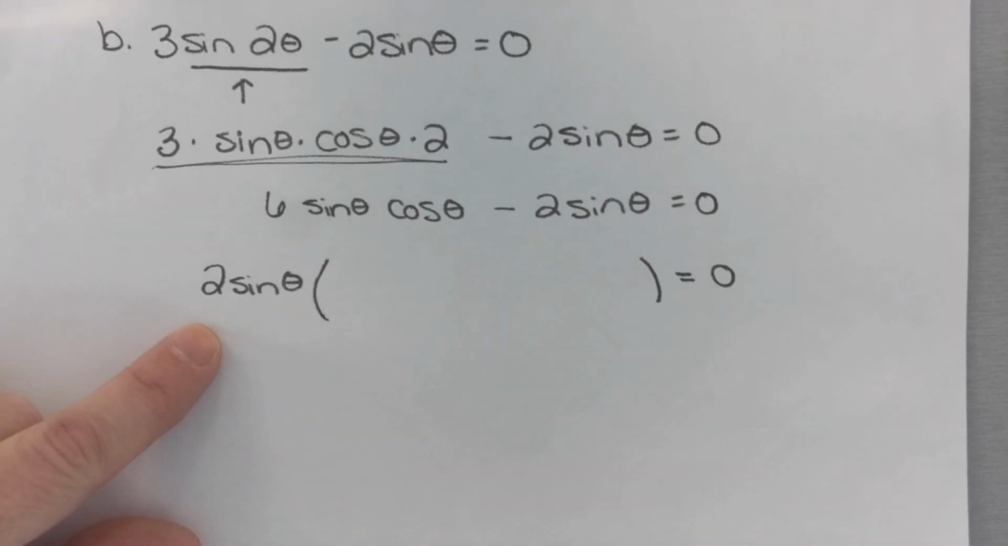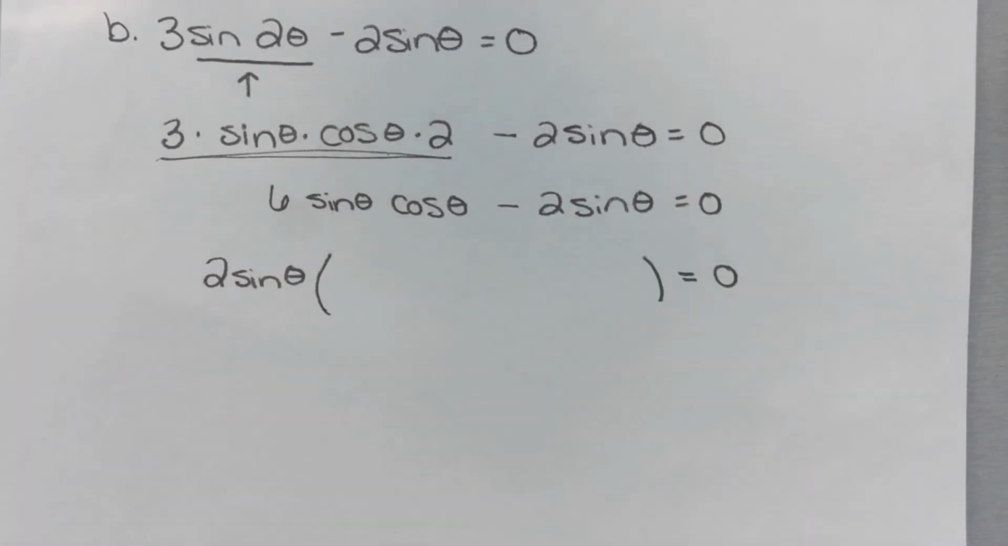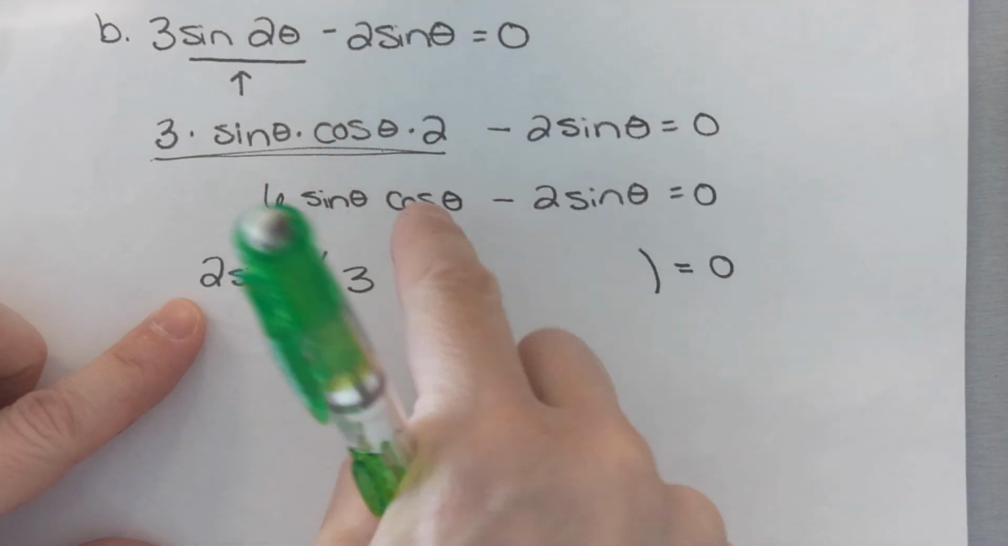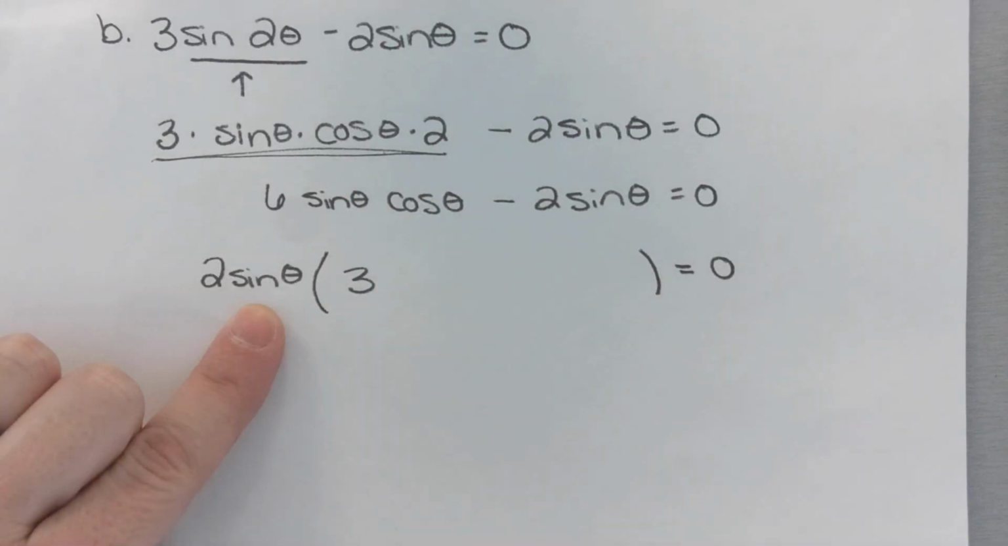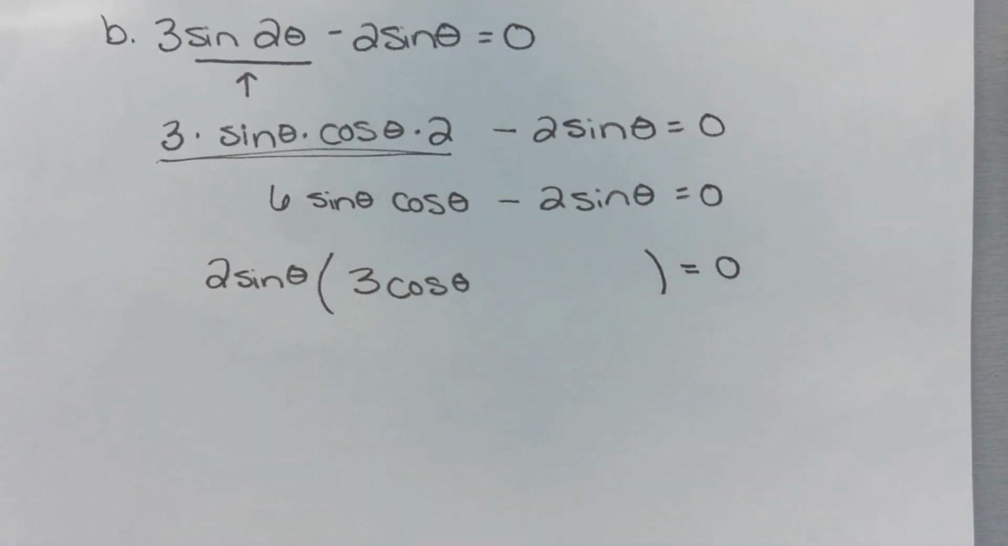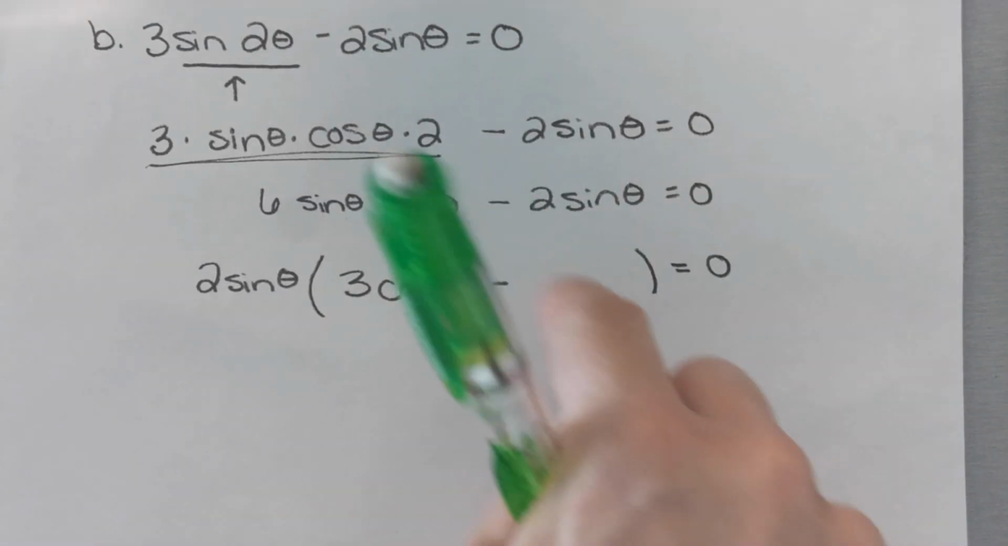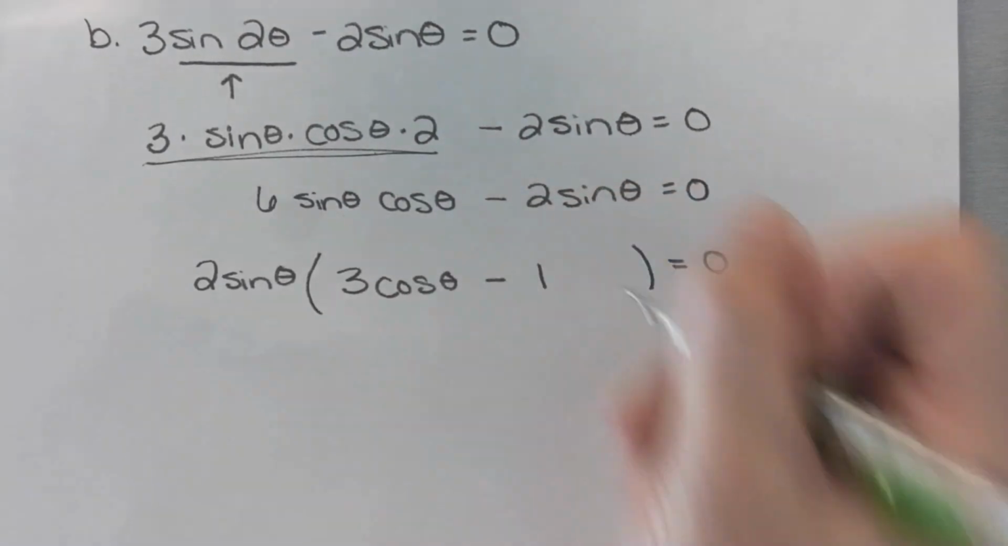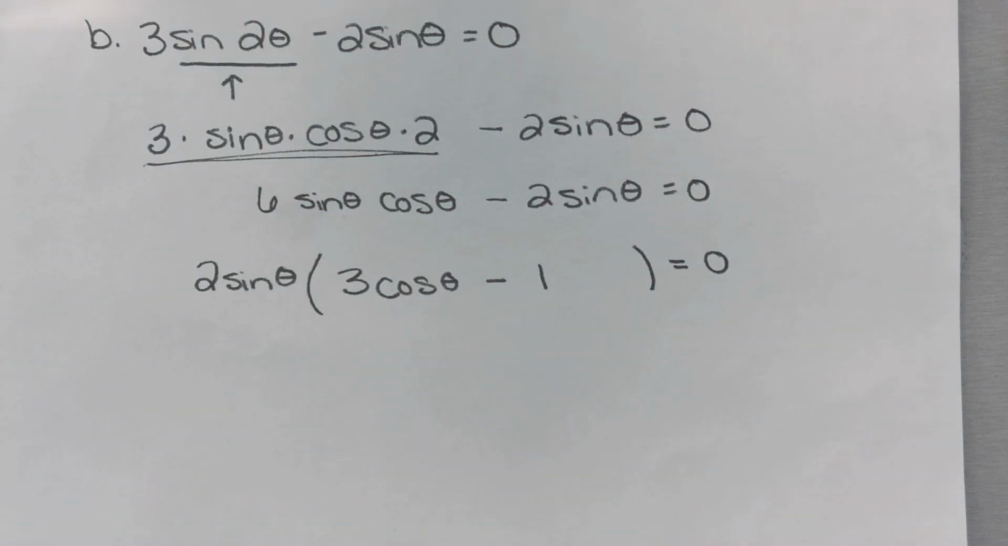2 times what gets me back to 6? 3. And do you see how I still need a cosine as well? So minus, what's going to go here? 1. So again, we like to be all in the same trig function: all sine, all cosine, all tangent, all cotangent, whatever it is, unless you can factor one out from the other.